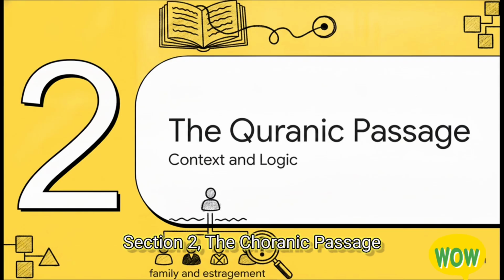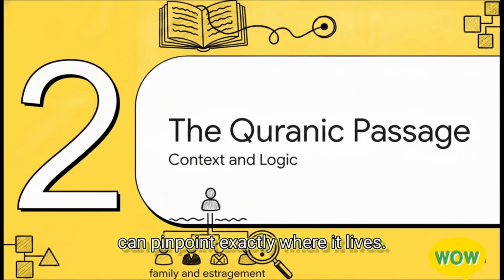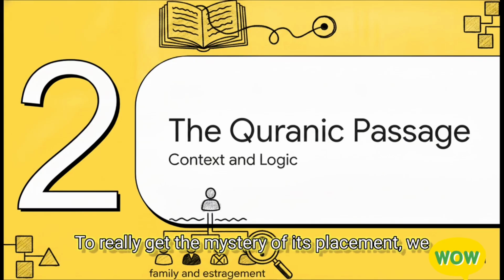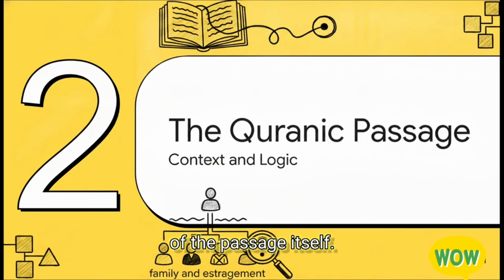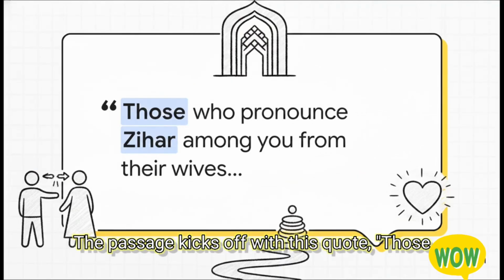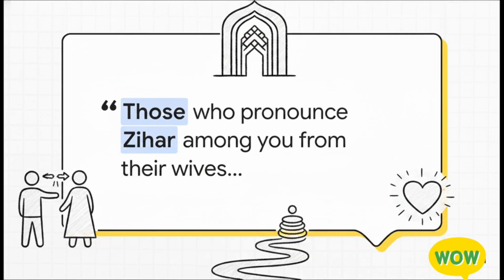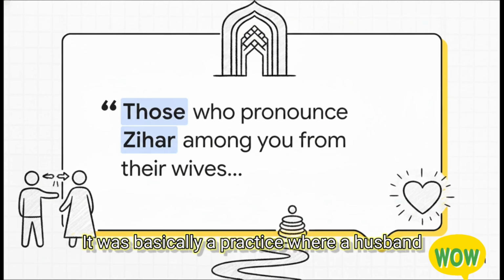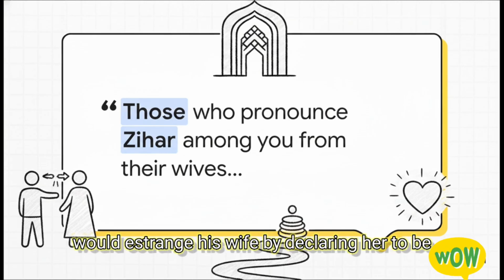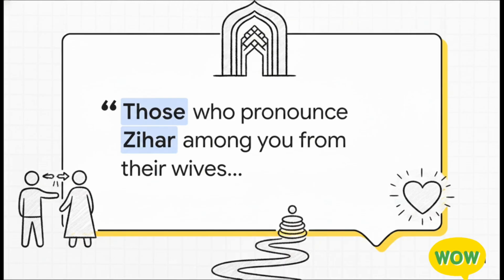Section 2. The Quranic passage. Now, because this number only appears once, we can pinpoint exactly where it lives. To really get the mystery of its placement, we first have to understand the narrative logic of the passage itself. The passage kicks off with this quote, "Those who pronounce zihar among you from their wives." Okay, so let's unpack this briefly based on our source. Zihar was a specific pronouncement. It was basically a practice where a husband would estrange his wife by declaring her to be like his mother's back, so essentially an ancient form of separation mentioned in the text.